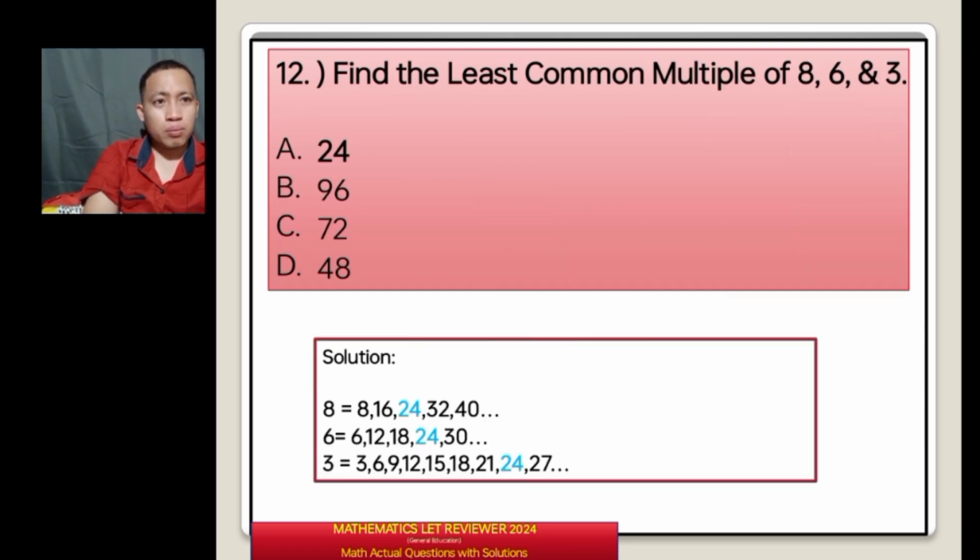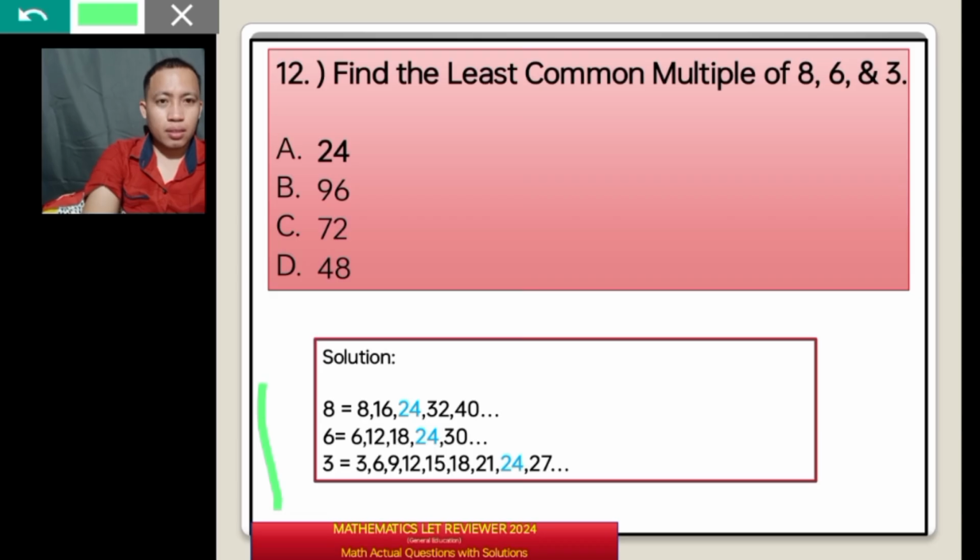Find the least common multiple of 8, 6, and 3. First and foremost, bring down all the numbers. We have 8, 6, and 3. How to get this one? By multiplying 1, 2, 3, 4, 5, 6, something like that. Then get the common.